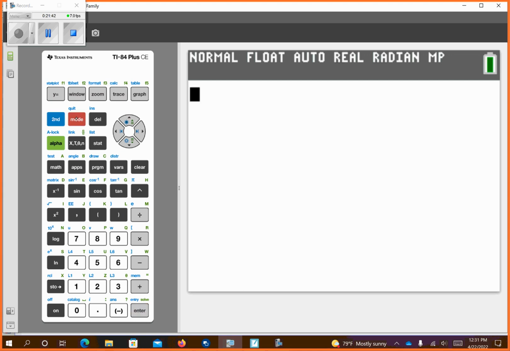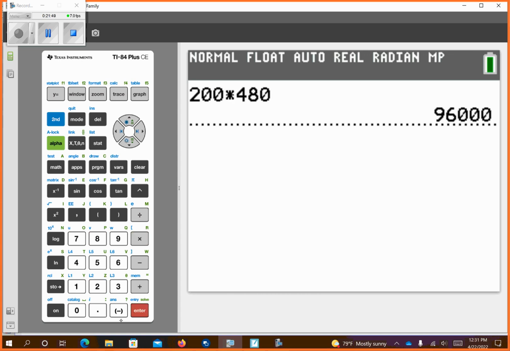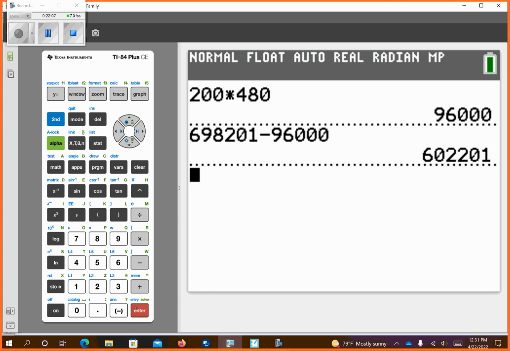So we said we're going to invest $200 a month, and we're going to do 480 months. Okay? So this is how much you're putting in. What was that number you just told me? 698,201. Okay? So, my friends, you have invested with 480 equal payments of $200, $96,000 you put into the account. Okay? So that means that your account made in interest $602,201.